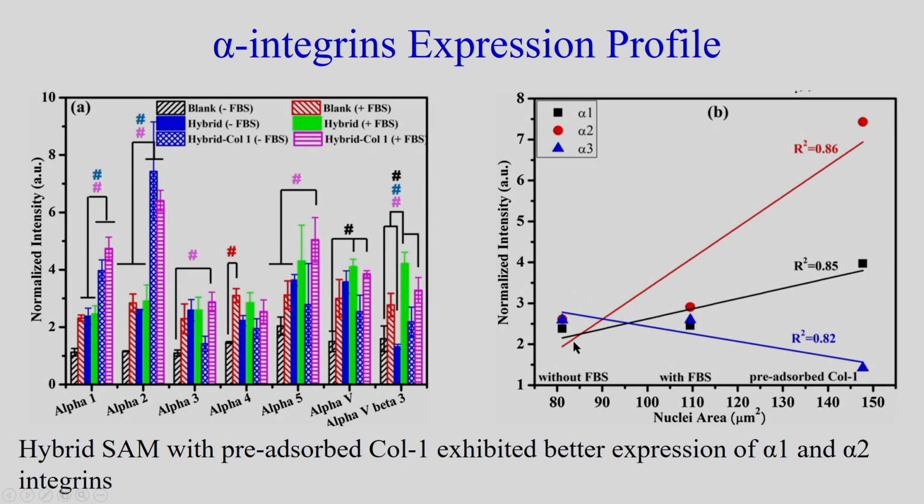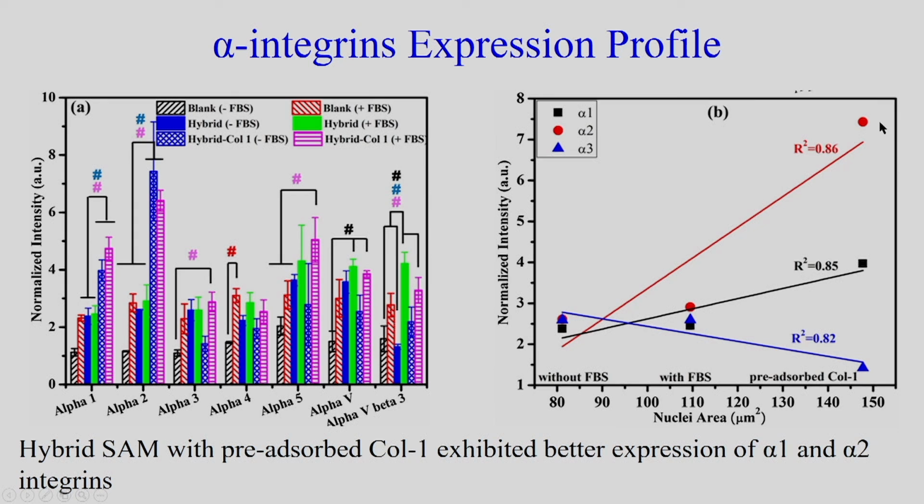What we are observing here is that alpha 1 is increasing, alpha 2 is also increasing, while alpha 3 is decreasing. But what we have observed is that in the case of pre-adsorbed collagen we had the maximum number of adhered cells, maximum average cell area and maximum nuclei area. So, it says that the integrin expression is increasing, particularly alpha 1 and alpha 2. Better expression of alpha 1 and alpha 2 integrins suggests better cell adhesion.